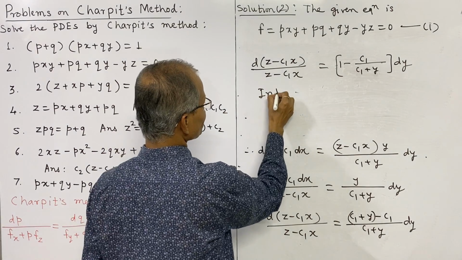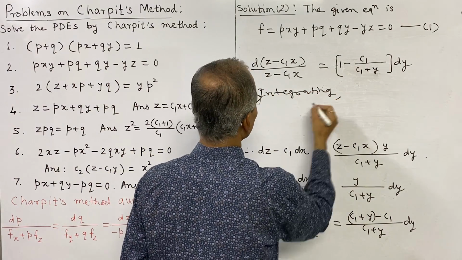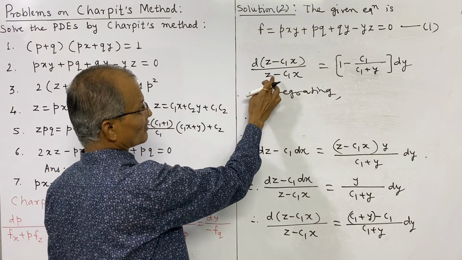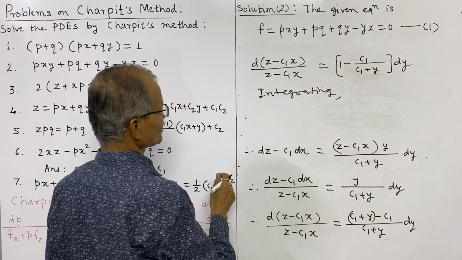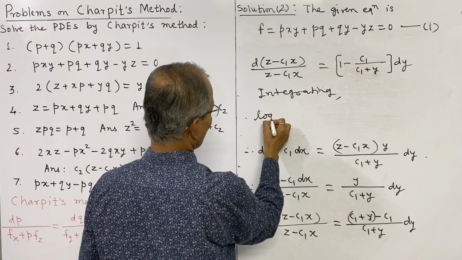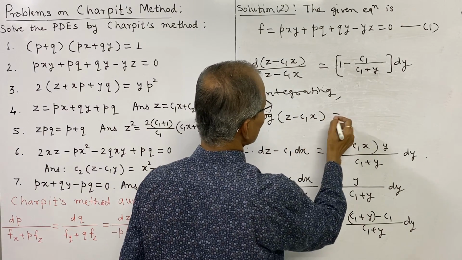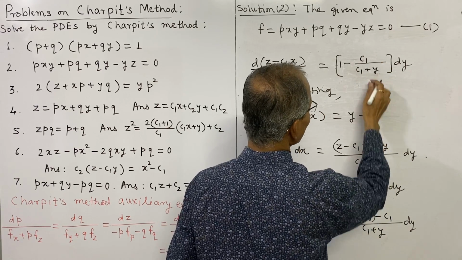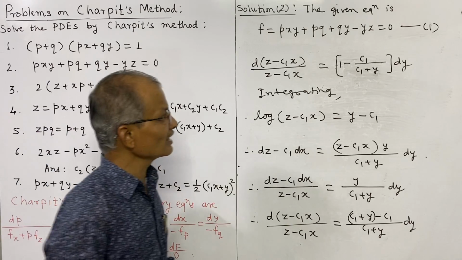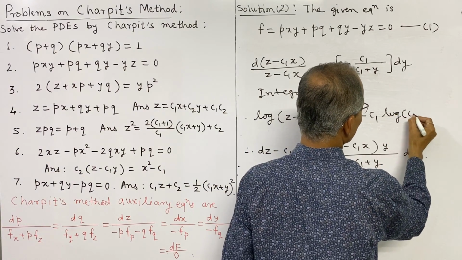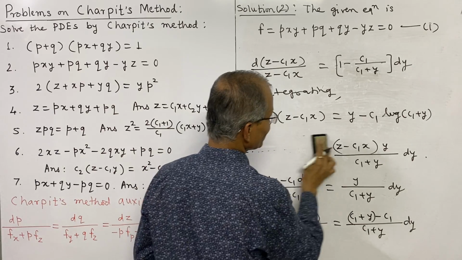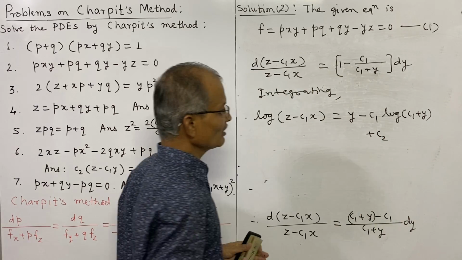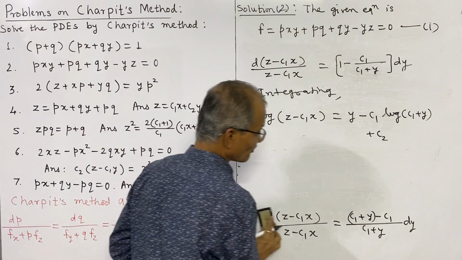So integrating, what we get, integration of dz upon dt upon t, that is log of denominator. If the derivative of denominator is at the numerator, the integration is log of denominator. So log of z minus c1x is equal to, this is 1 into dy, the integration is y minus, and this c1 is constant, and integration of dy upon c1 plus y is again log of c1 plus y plus a constant of integration that can be written as c2. So actually this is the required complete integral.